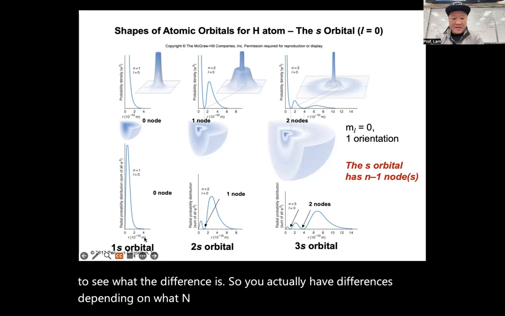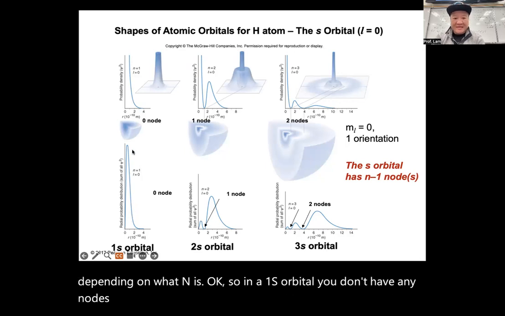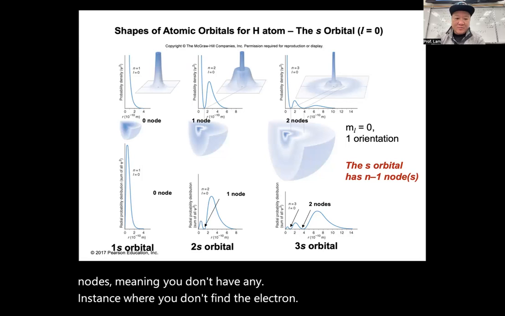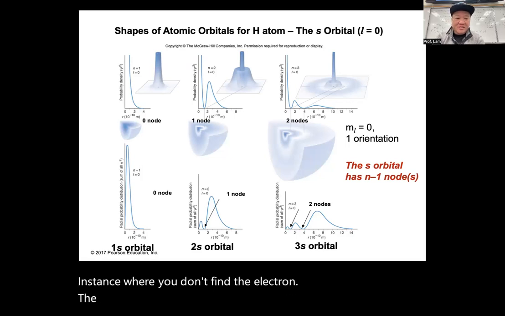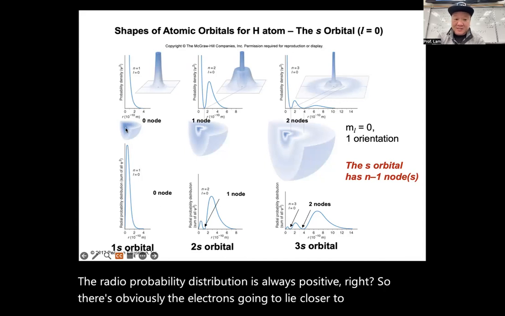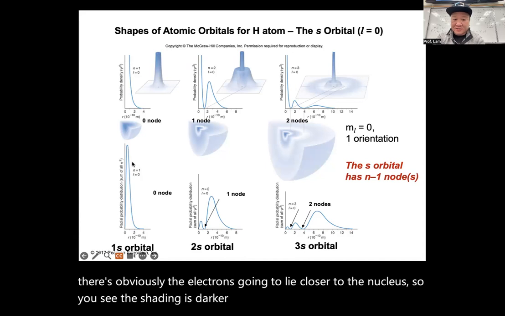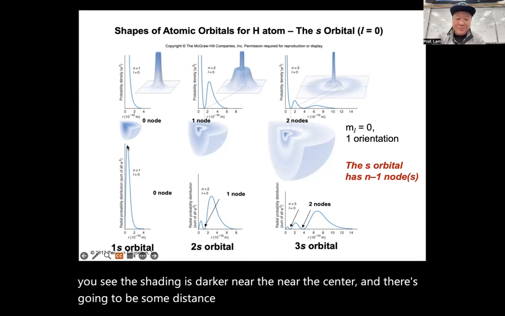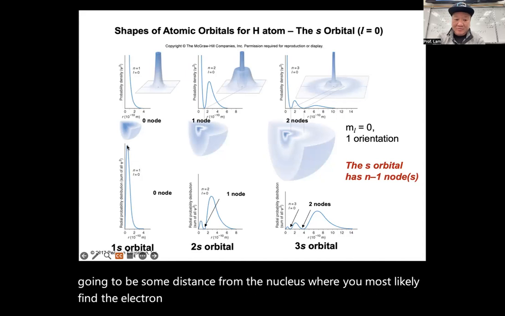Okay, so in a 1s orbital, you don't have any nodes, meaning you don't have any instance where you don't find the electron. The radial probability distribution is always positive, right? So obviously the electron is going to lie closer to the nucleus. So you see the shading is darker near the center, and there's going to be some distance from the nucleus where you most likely find the electron, right? So like right here. And as you move further away, it's going to decay.